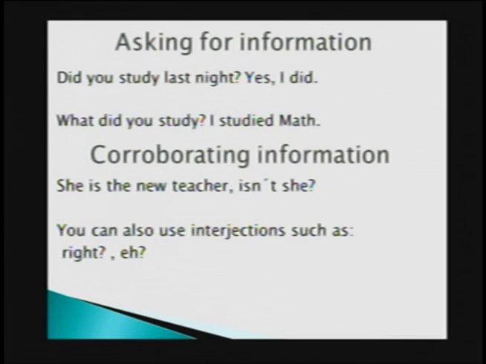So as we have seen, asking for general information. You want to satisfy a specific need. You want to get that piece of information. Did you study last night? Yes, I did. Just remember that in order to ask for information, we use a lot of auxiliary verbs. In this case, we want to get information about a past action. You want to get more information? What did you study? And the person answered, I studied math.